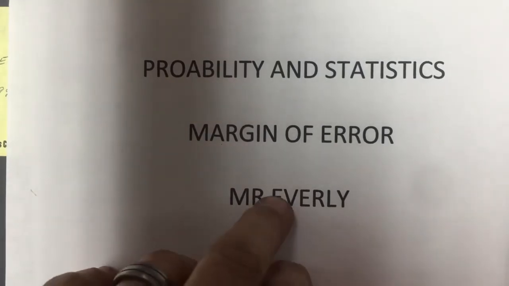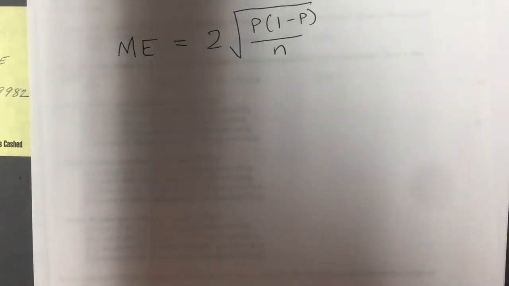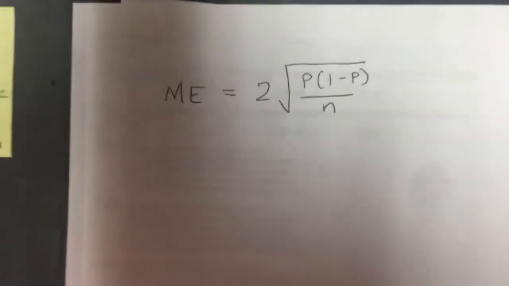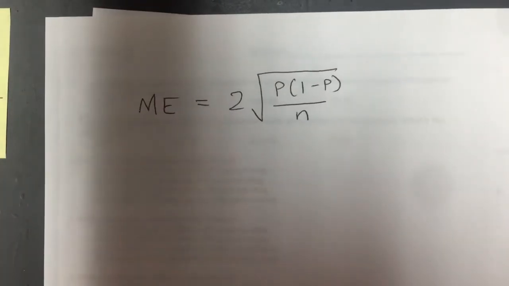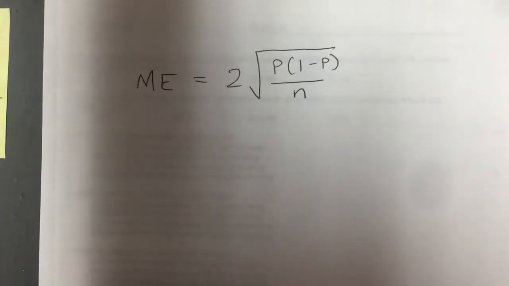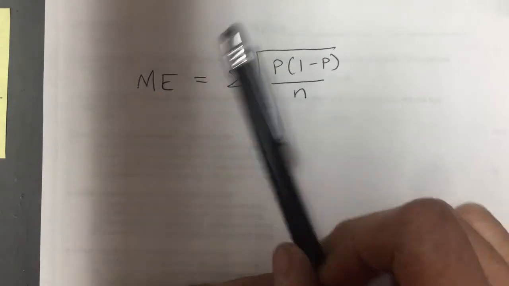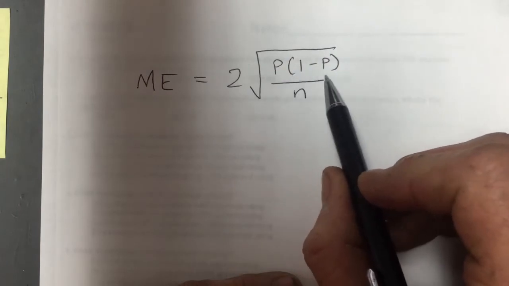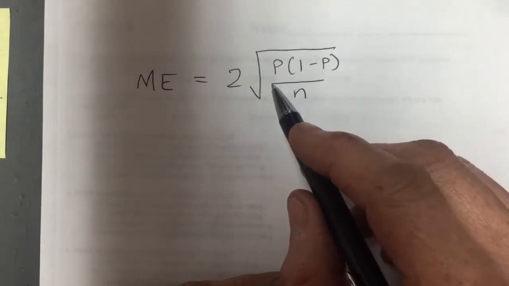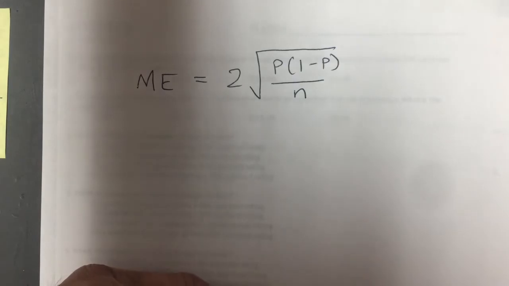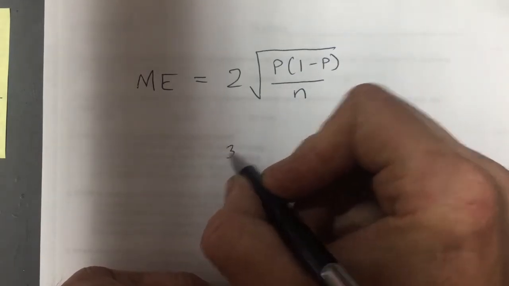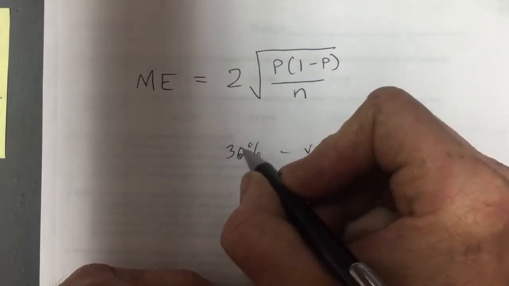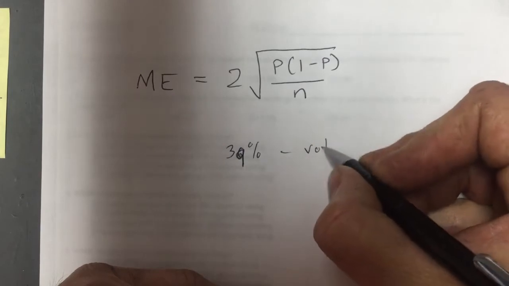Now, how do they calculate that margin of error? Well, this is the equation right here. Anyway, this is how you calculate margin of error. It's 2 times this radical of p times 1 minus p divided by n. Now, p is your percent. So like on here, they find that 39% vote for Trump.